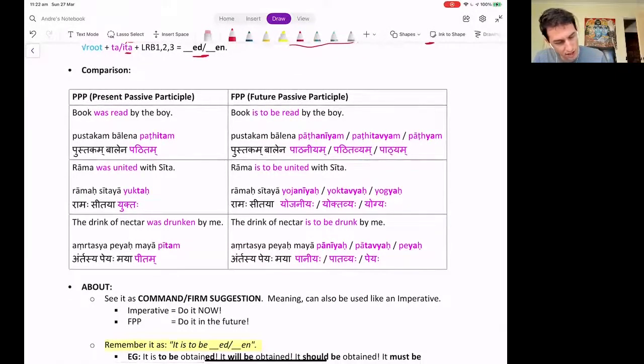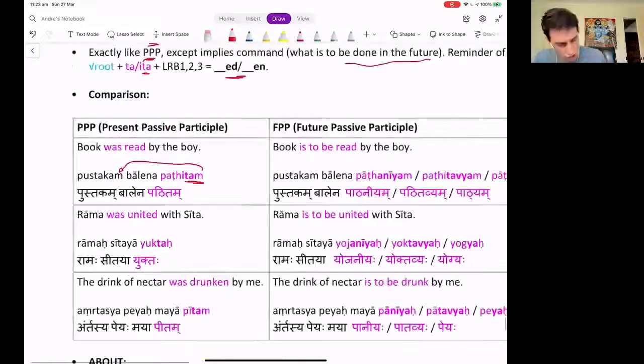Book was read by the boy. Pustakam, book, balena, by the boy. Pathitam. See how this m qualifies the book? You see that? So in other words, the PPPs always have to end according to the word they qualify. Therefore, book is read by the boy.